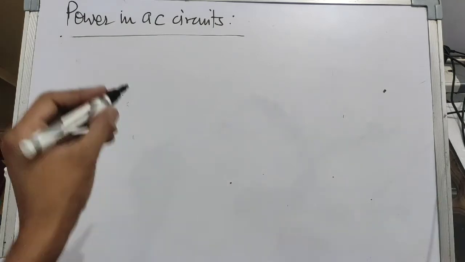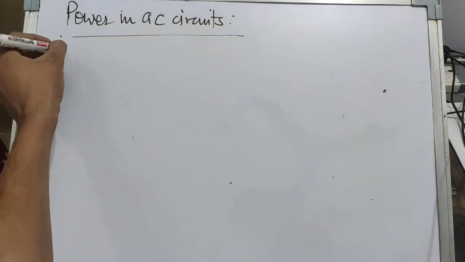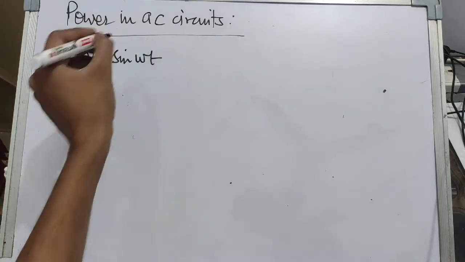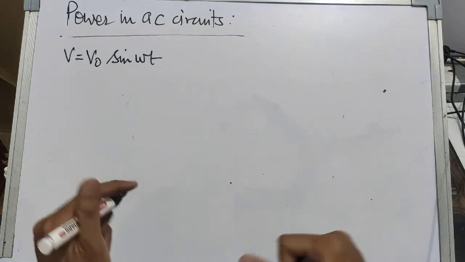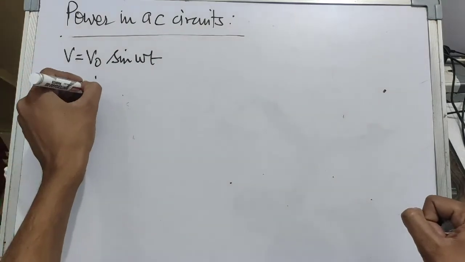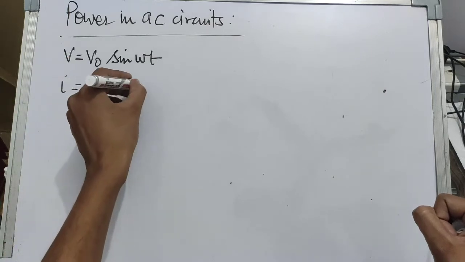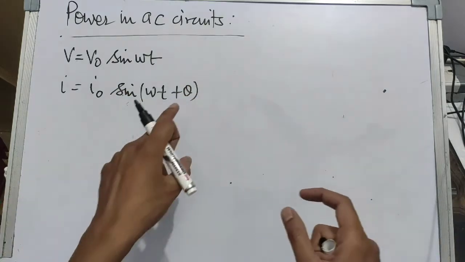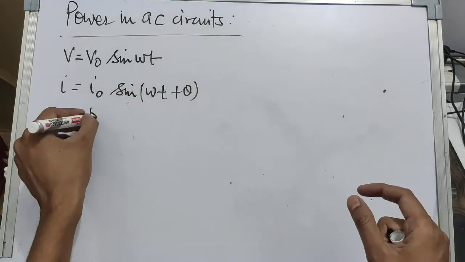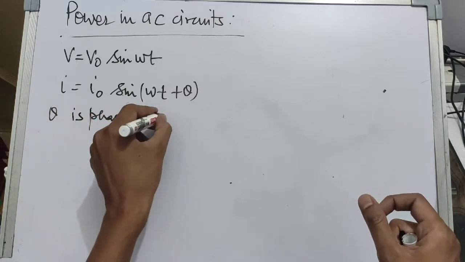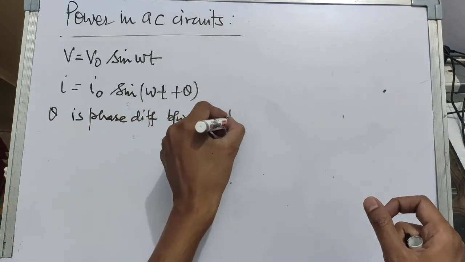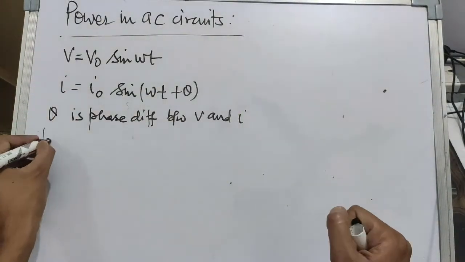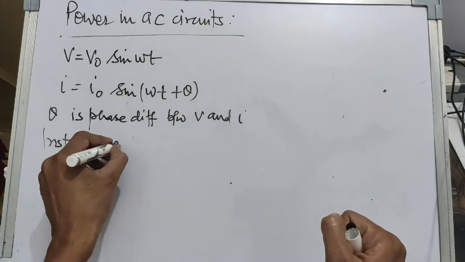Say an AC voltage source is connected to a circuit, given by V equals V naught sine omega t, and because of this voltage source, the current flowing in the circuit is given by I equals I naught sine omega t plus theta. It can be minus theta also, we are just generalizing it, where theta is the phase difference between the voltage and current in that particular circuit. Is it clear?